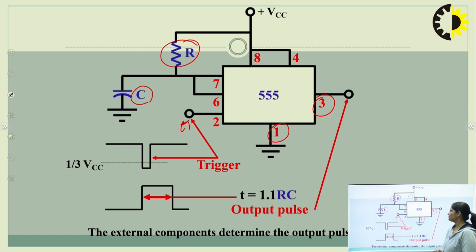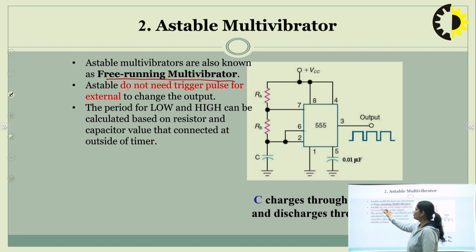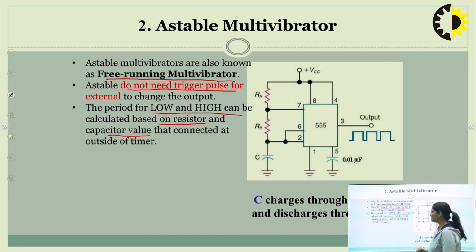Now the second is the astable multivibrator using 555 timer IC. It is also known as a free running multivibrator. An astable multivibrator does not need an external trigger pulse to change the output. The periods for low and high can be calculated based on the resistor and capacitor values connected outside of the timer. Now this is the block diagram of the astable multivibrator using 555 timer IC.